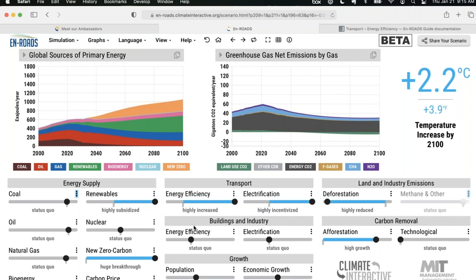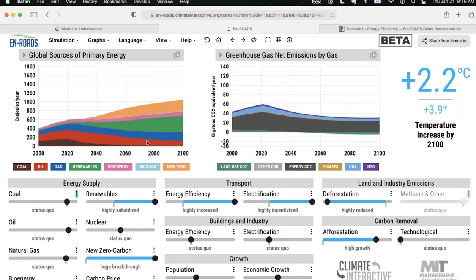Great, thanks, Ellie. So I was wondering, regarding our scenario, can you speak to why we're still seeing oil and gas proceeds to be so resilient through the end of the 21st century? Yeah, that's a great question. So even as we have really cheap renewable energy and really cheap new zero carbon technology, we're still seeing oil and gas.